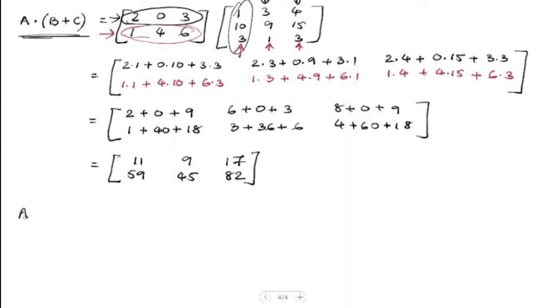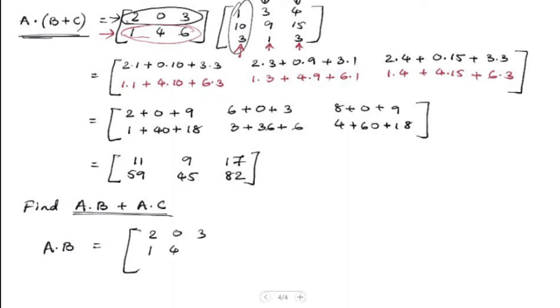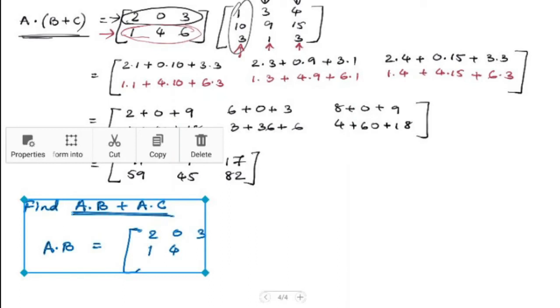Now what we're supposed to do is we have to find a times b plus a times c and then compare these two answers whether they're equal or not. So first what we do is we do, of course, a times b, and then we'll do a times c, and then we'll add them. So a times b, so here you have a is 2, 0, 3 and 1, 4. I would again like to take this to the other page because I wouldn't have enough space here to solve everything.